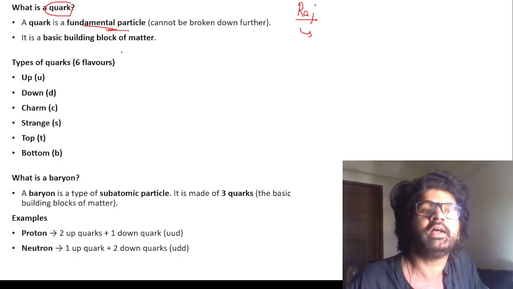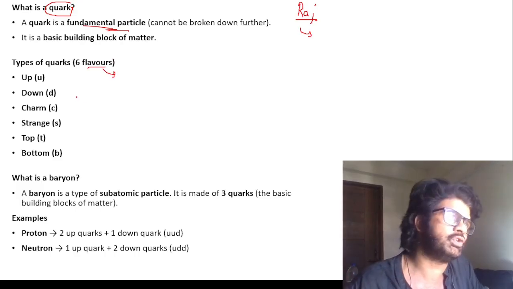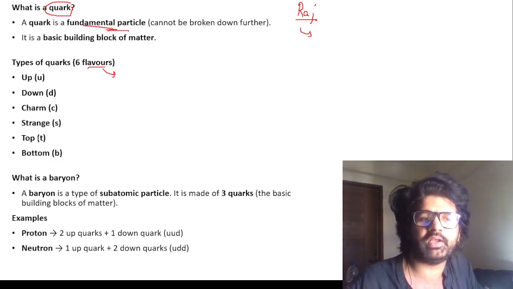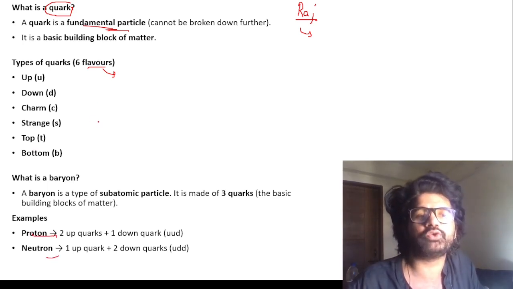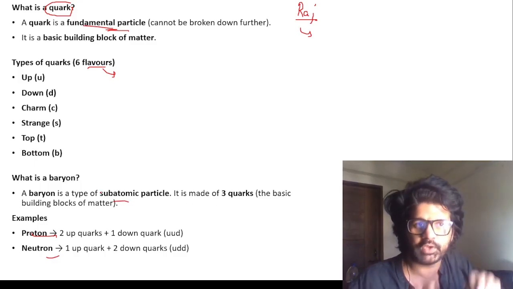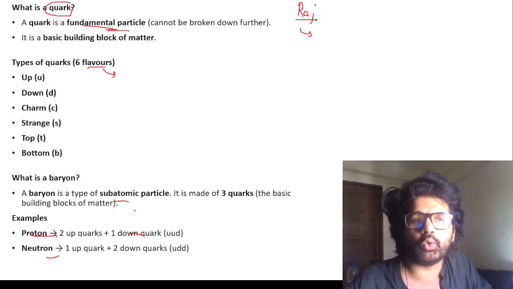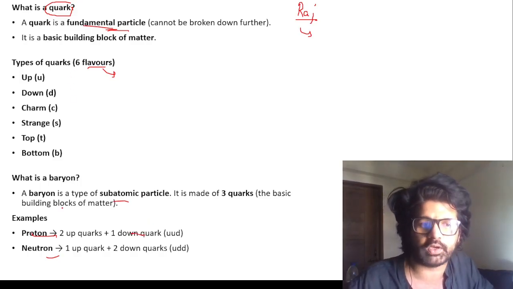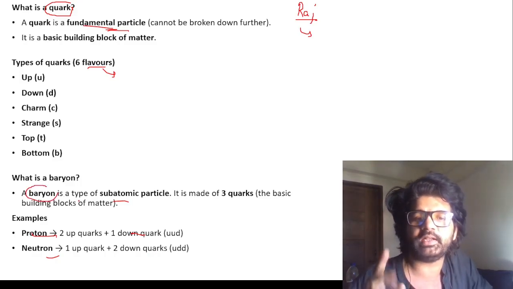It has 6 different flavors, not mango, strawberry, vanilla, but up, down, charm, strange, top and bottom. Protons and neutrons are made up of these quarks. A baryon is a type of subatomic particle made up of 3 quarks. A proton is made up of 2 up quarks and 1 down quark. A neutron is 1 up quark and 2 down quarks. So a baryon contains 3 quarks.